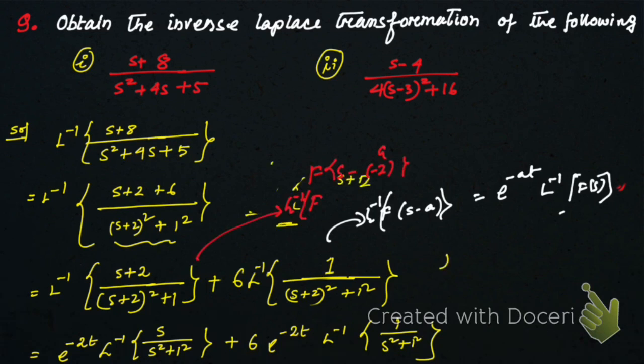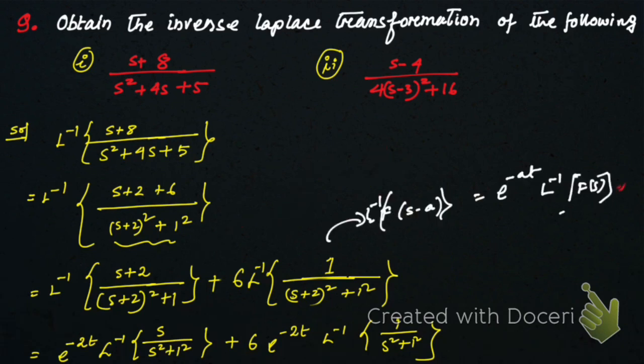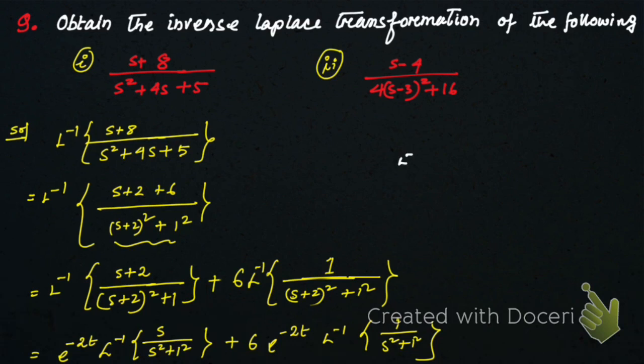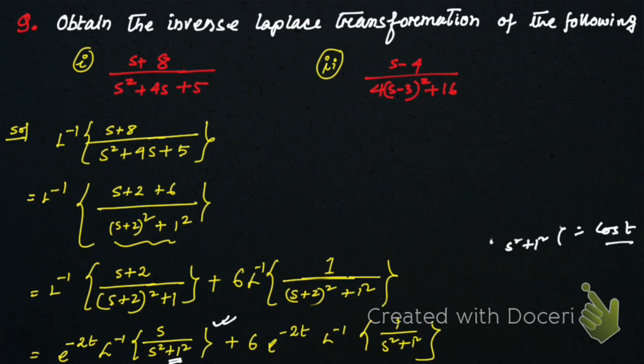Now let me clear this. Okay, now you see, we know that inverse Laplace transformation of s by s square plus a square is nothing but cos at, right? So here you see, here a is 1. If you compare this one with this, then you will get a is 1. So that's why inverse Laplace transformation of s by s square plus 1 square is going to be cos 1t, that means cos t, right?